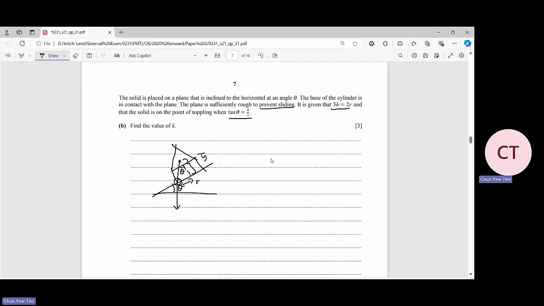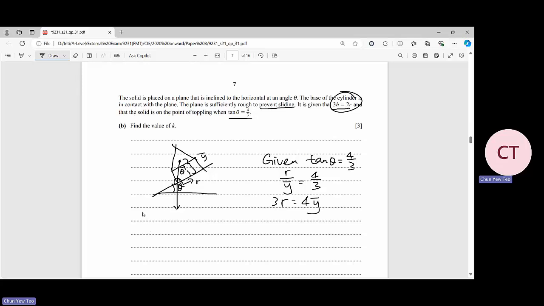So from the diagram, we can see that the given tangent theta equals to 4 over 3. But from the diagram, we know that tangent theta is r divided by bar y is equal to 4 over 3. That means we get 3r is equal to 4 bar y. Okay, but before that, we need to settle this part first. So to settle this part, we need to let h equal to 2 over 3r or r equal to 3 over 2h. Either one of the ways.